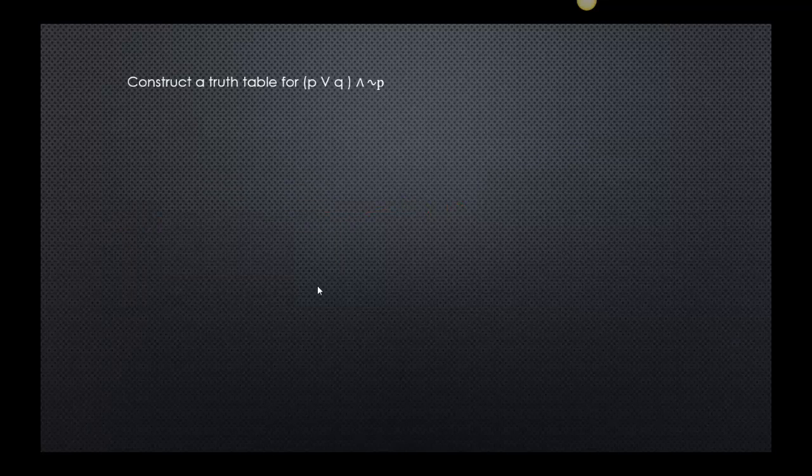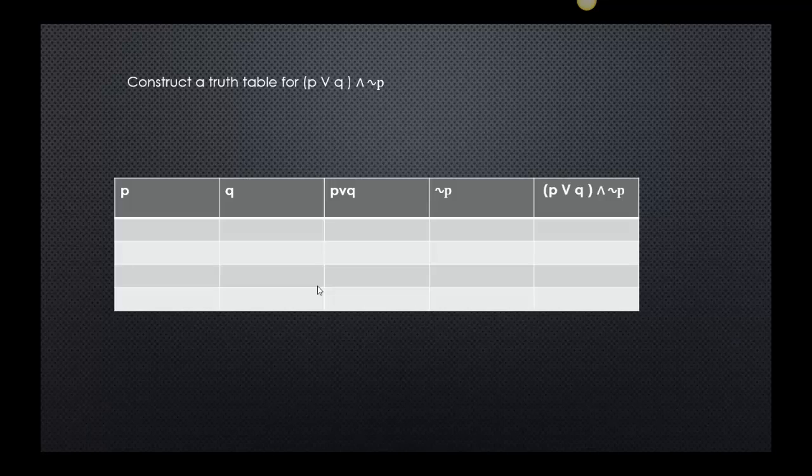Let's make it bigger. Let's do both of them. So I'm going to construct a truth table for P or Q and not P. So let's start with my columns. I'm going to need a P and a Q. Those are my basic statements. And then I'm going to do parentheses. Still math class, so we still do order of operations. Then I can put the not P, and then I put the whole thing together.